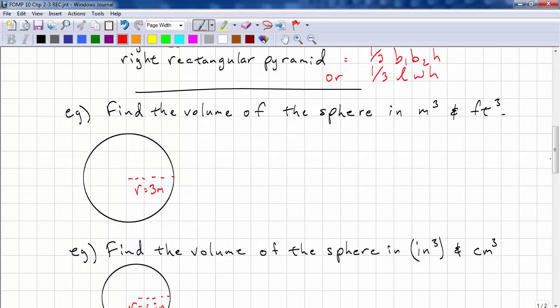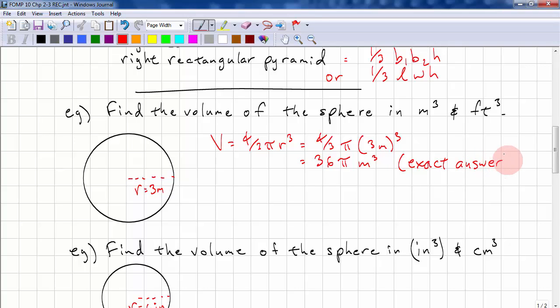Find the volume of a sphere in meters cubed and feet cubed. Volume equals 4/3 pi r cubed. So this is 4/3 pi and 3 meters cubed. We have 3 cubed, that's 27, but we divide by 3 here, so we get a 9. We take the 9, multiply by 4, that's 36. So we have 36 pi. It's always best to leave things as exact answers until the very end. You can plug this into the calculator, and we get 113.1 meters cubed.